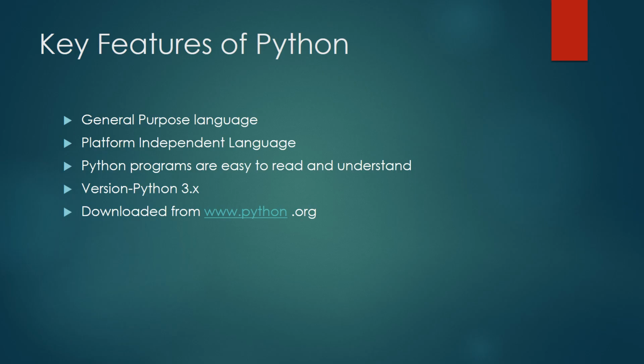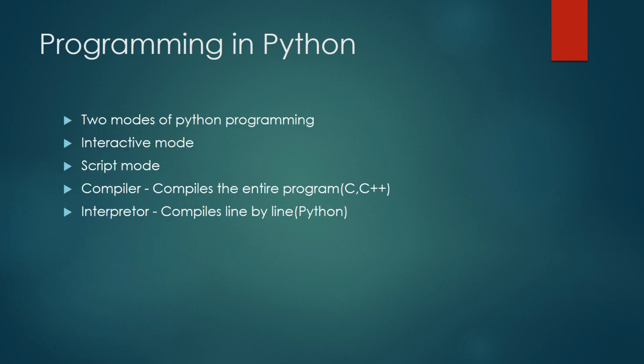There are many versions of Python. Here we can see version 3.x. This is the version used in 12th standard computer science, and it can be downloaded from the website www.python.org. From there you can download Python. Now let us see the programming in Python.